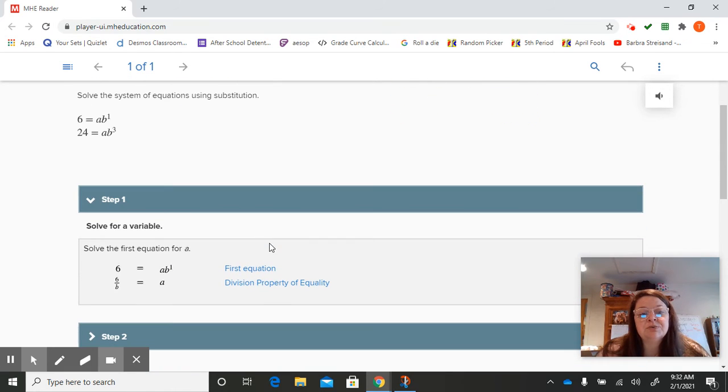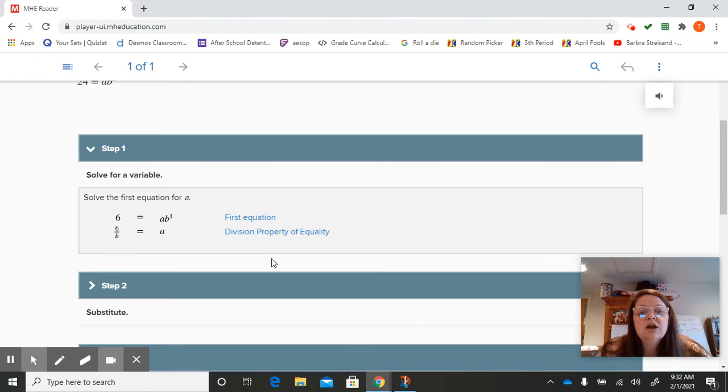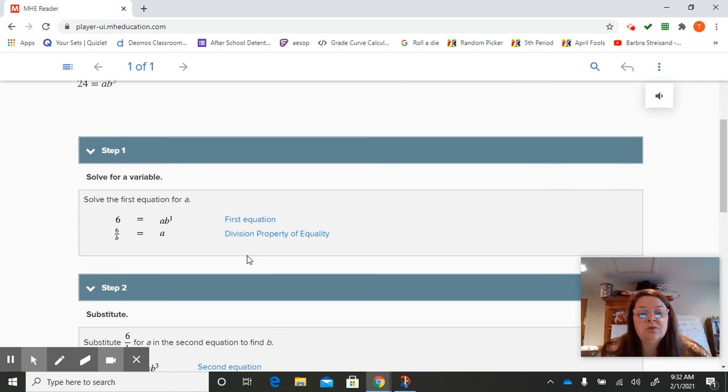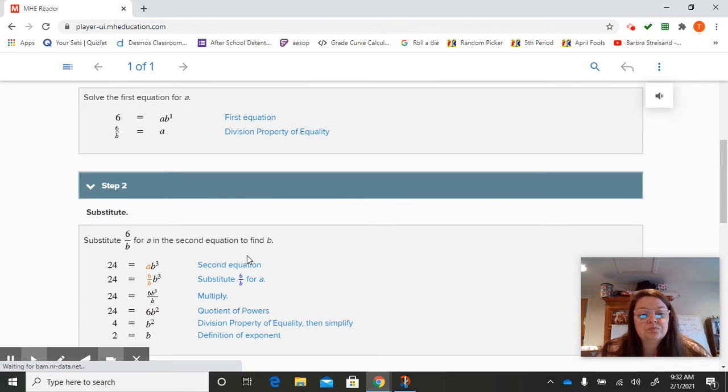So the first thing we do is we're going to take that first equation and we're going to solve for a. We're going to get a by itself. So we take b to the first power, which is just b. We divide both sides by b and we get 6 over b equals a, or a equals 6 over b. And then we take that and we plug it into our second equation.